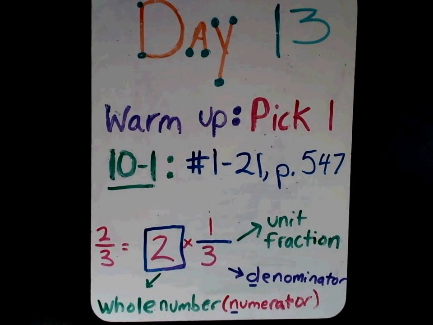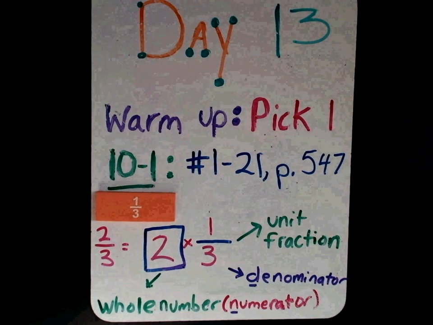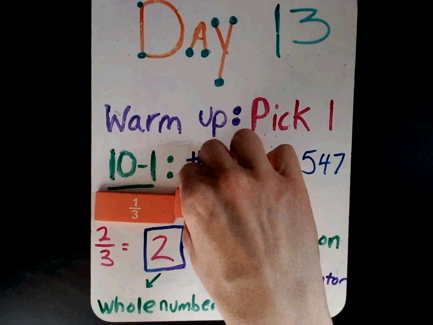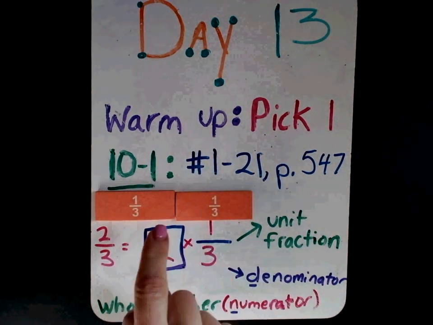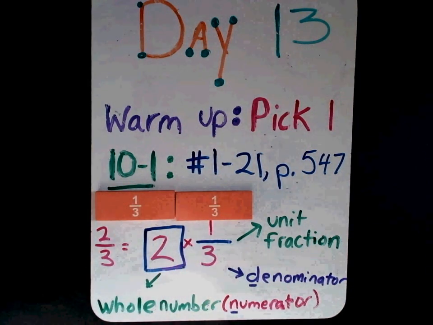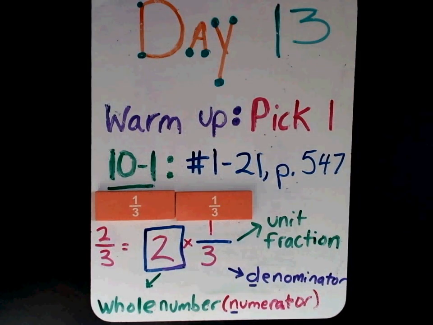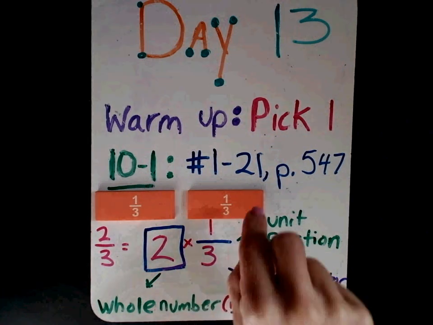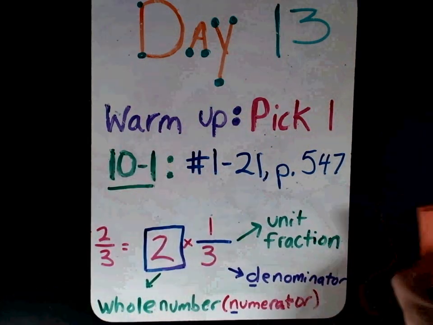And if I was going to show that with my fraction strips, I've got 1/3 there, and another 1/3. So I have 2 copies, 1, 2 of 1/3. So 2 times 1/3 is 2/3. And you could also think of that as 1/3 plus 1/3, which would also be 2/3.